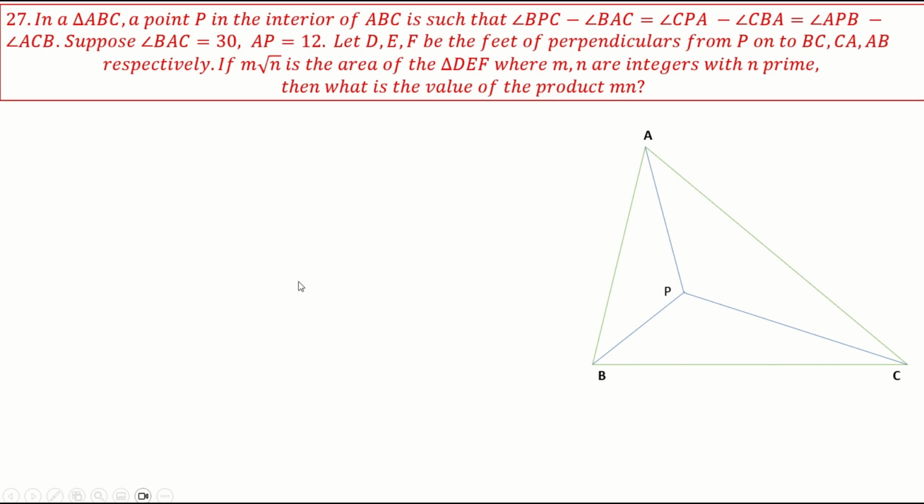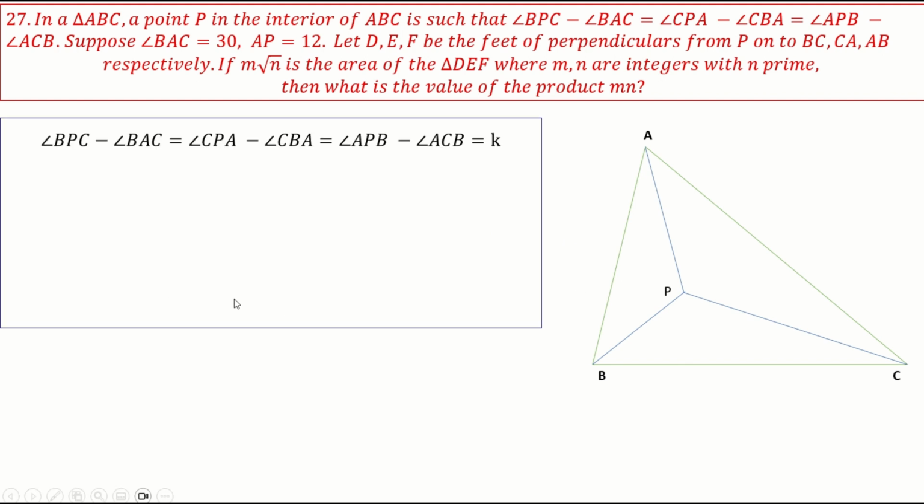Now, how to form this? Before forming DEF, let's derive some simple values from this given information. These angles are the same: x minus A, y minus B, z minus C, equal to k. Now, if I sum all three equations, because this is equal to k, this is equal to k, this is equal to k, what I will get is angle BPC minus angle BAC, and so on. So the sum of all these three angles minus the sum of these three angles equals 3k.